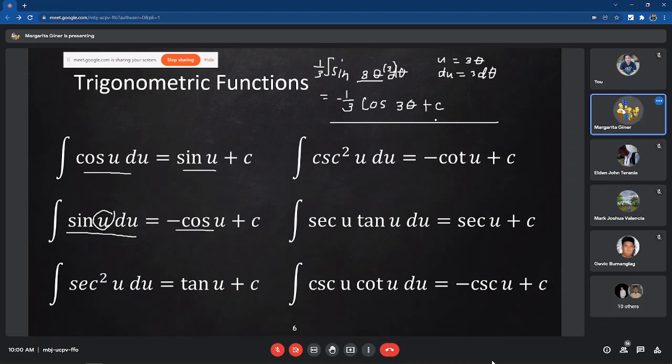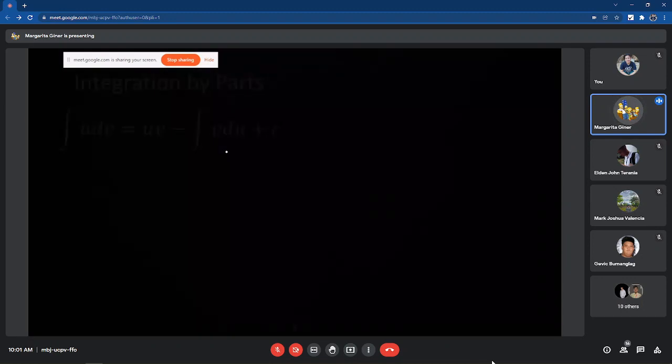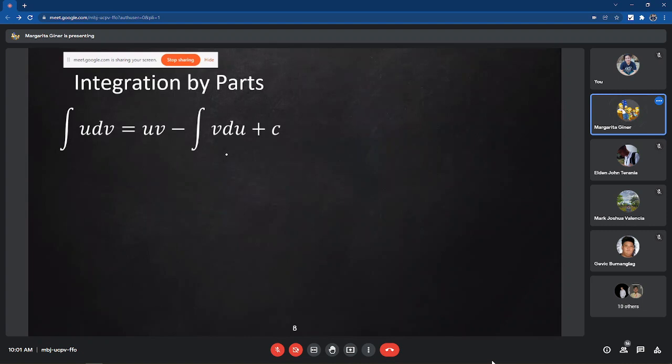Okay. So, basic lang ito sa trigonometric, pero actually may mga iba pa, pero hindi na kaya sa schedule natin. Sige lang, babalikan ko na lang kung hindi kaya. So, punta tayo sa integration by parts. Siguro later na lang ang iba. So, let's have integration by parts. Makita na natin ang example na pwede magamit.